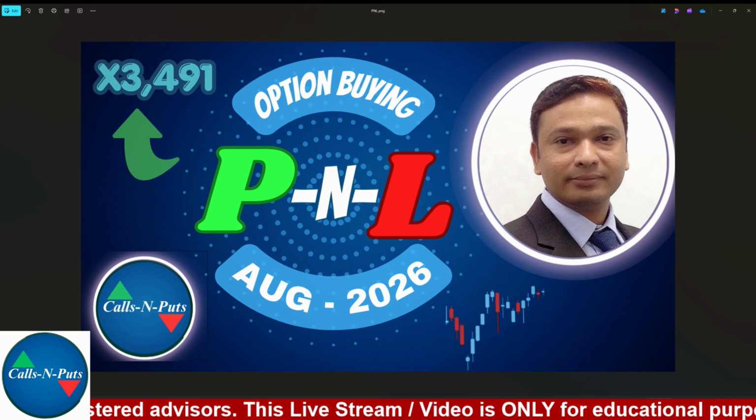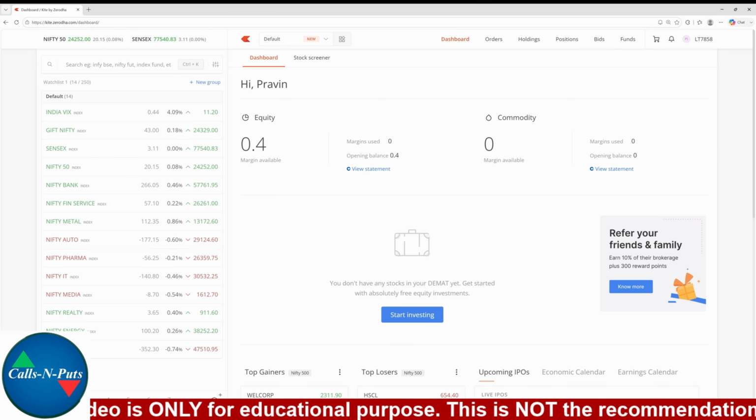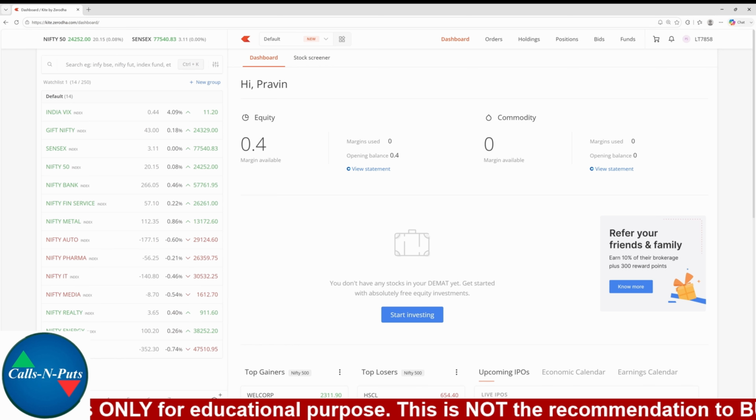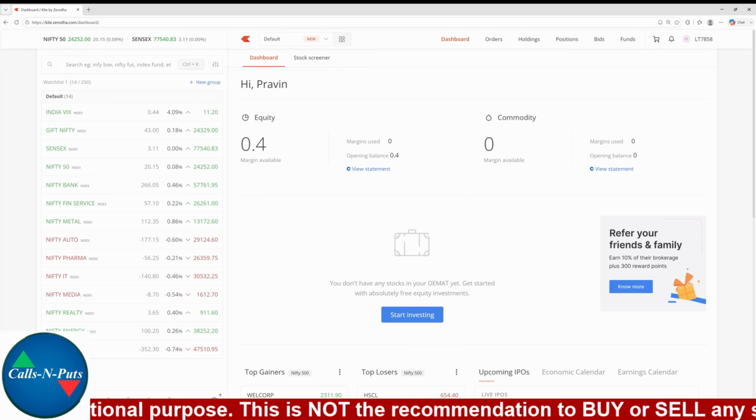Anyways, let's start with our PNL. For those people who have just clicked to see how much profit or loss I have made in this month of August, let me tell them pretty quickly. I have made around 60,000 rupees profit in option buying this month of August 2026.